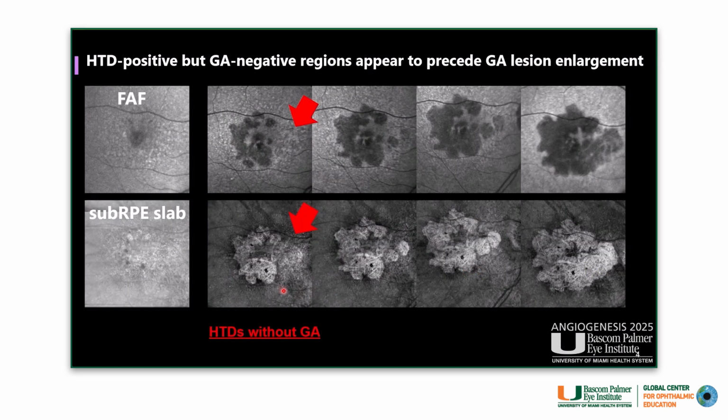This case illustrated that the hypertransmission defects can be detected on AMD OCT before the definite GA becomes visible on fundus autofluorescence. And these HTD positive but GA negative regions subsequently show atrophic changes, suggesting that the hypertransmission may precede the fundus autofluorescence-defined atrophy.